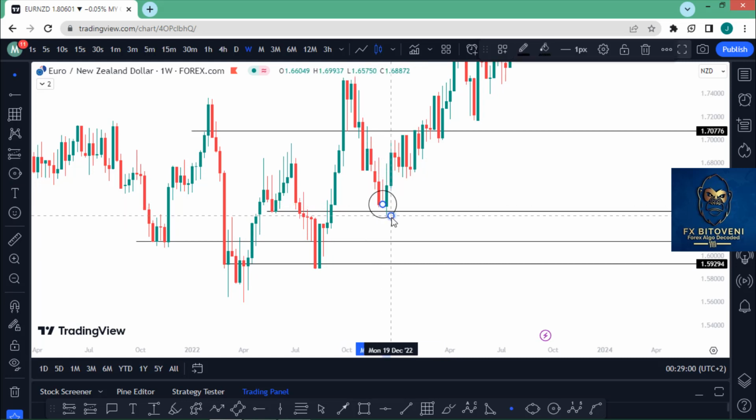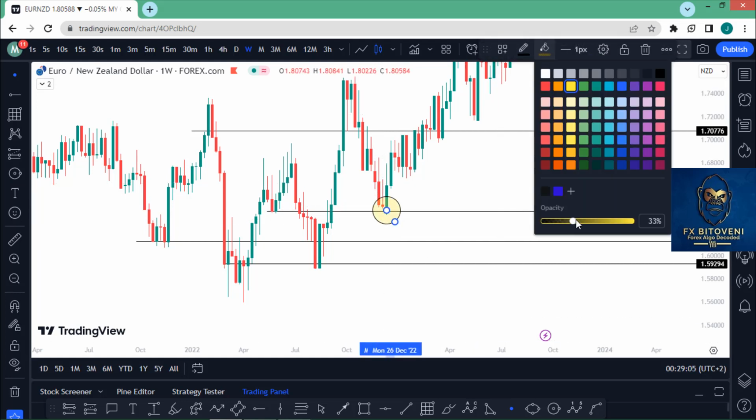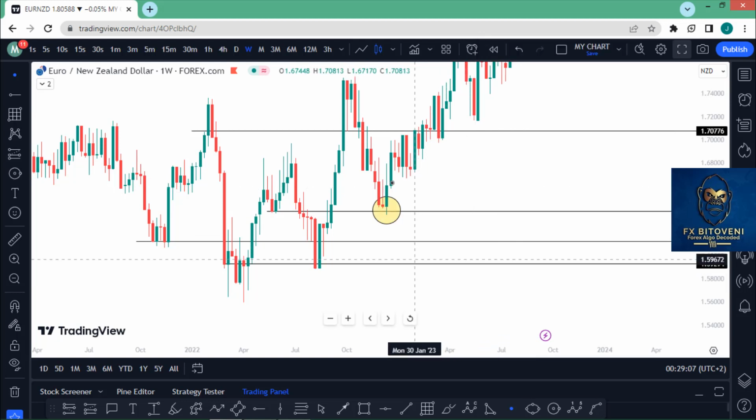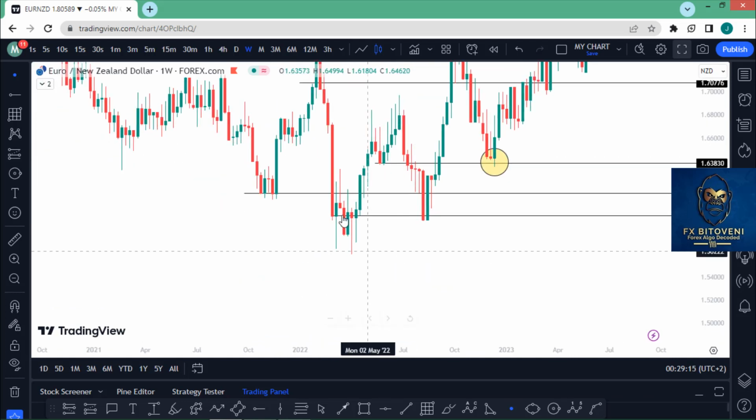You see, market is reacting to your invalidation point right here. Invalidation point within invalidation X. Try to look at this lower time frame again.